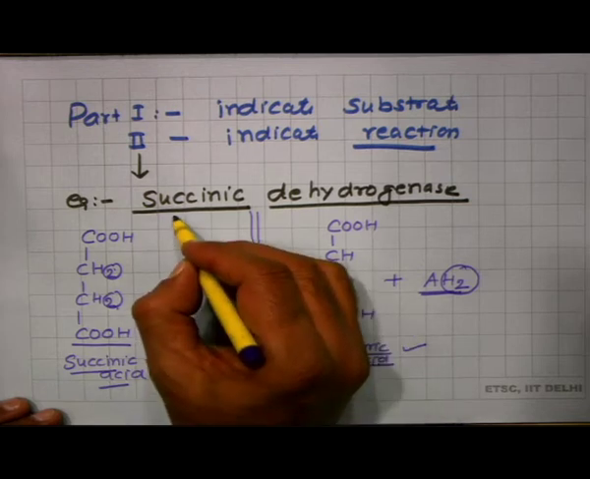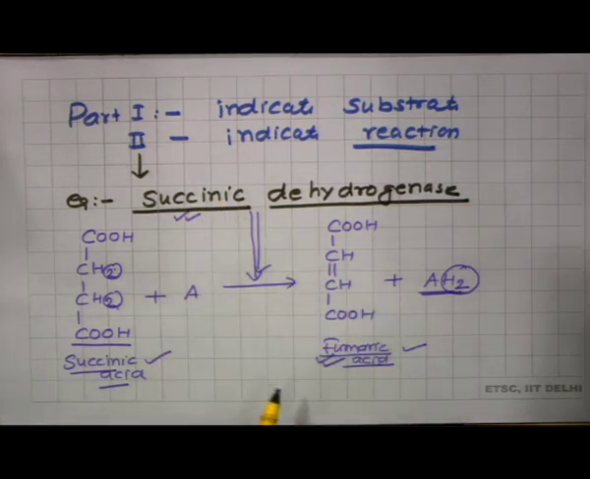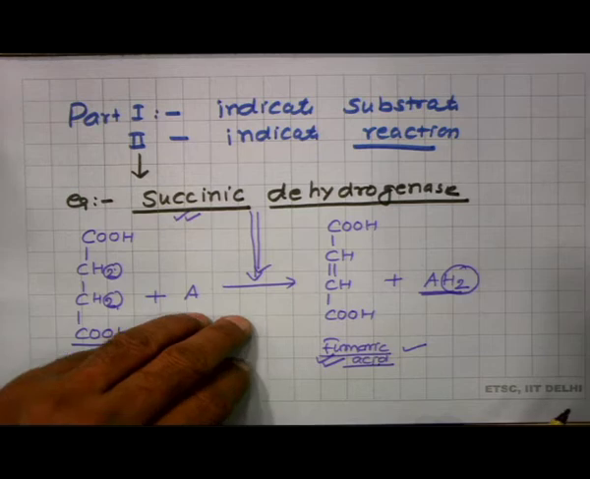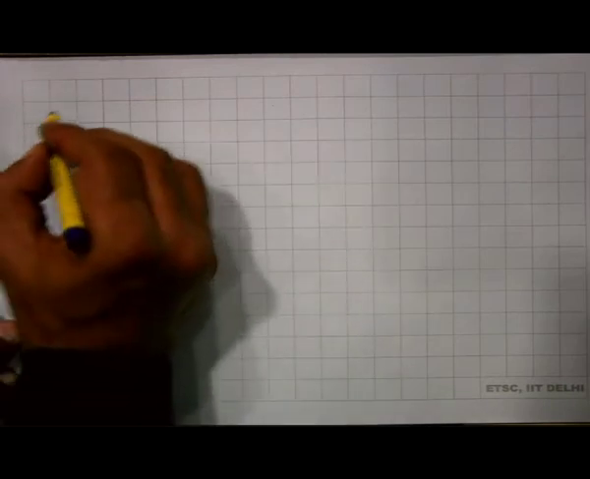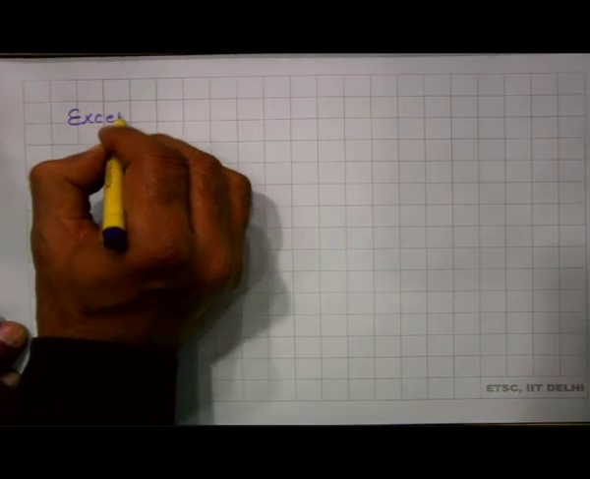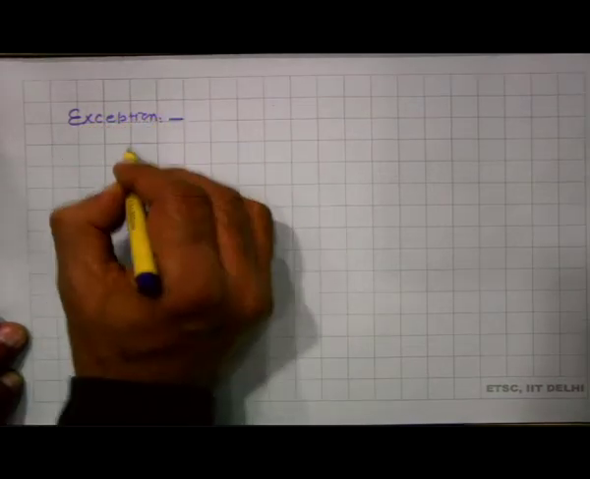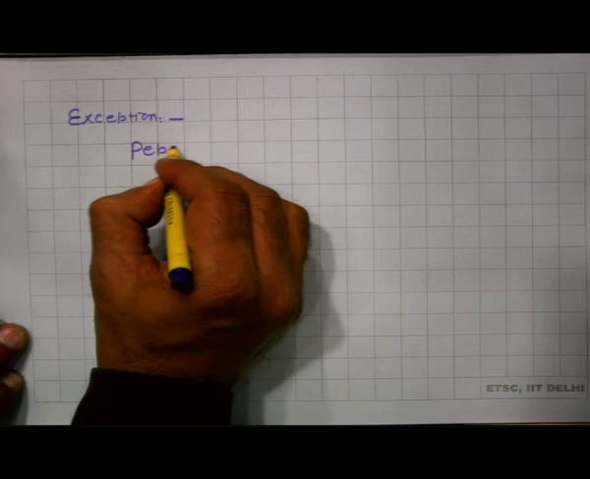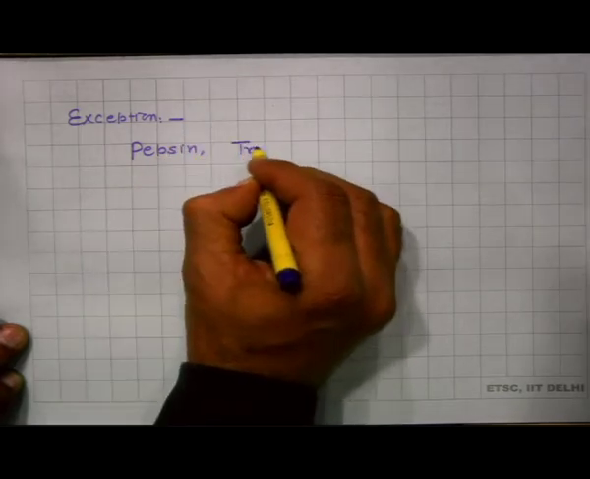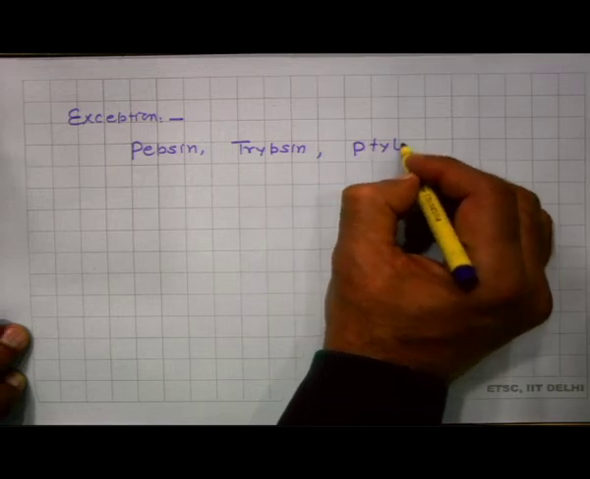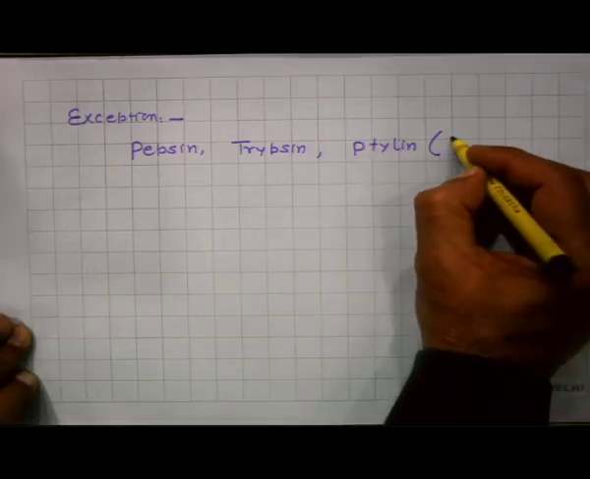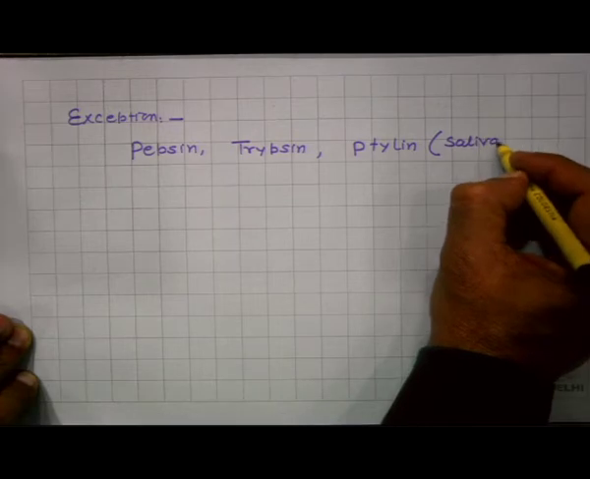So, in modern usage the enzyme is named after the substrate and the reaction, then ASE is added. Besides this there are certain exceptions. These exceptions are pepsin, trypsin, ptyline, now known as salivary amylase.